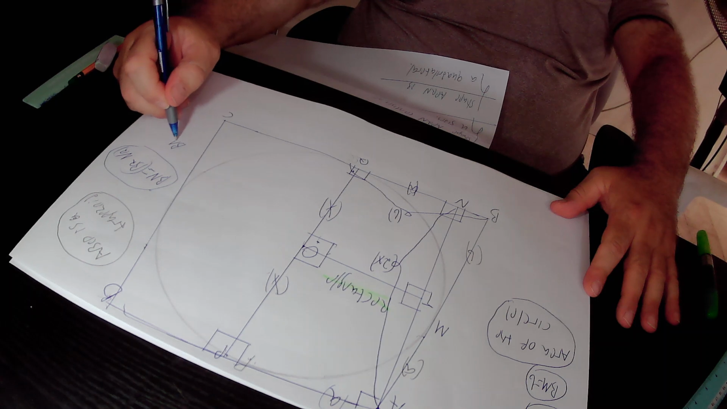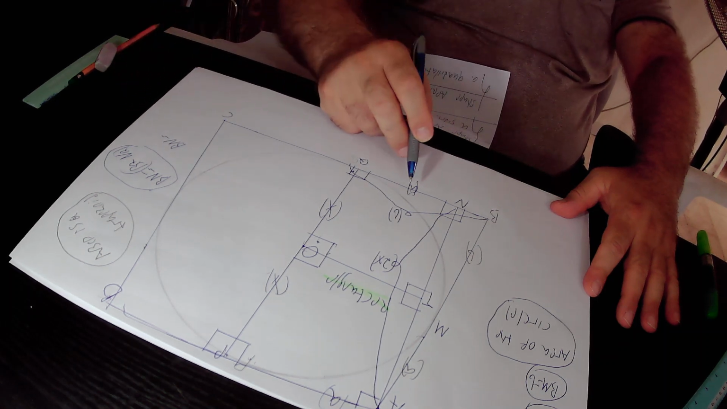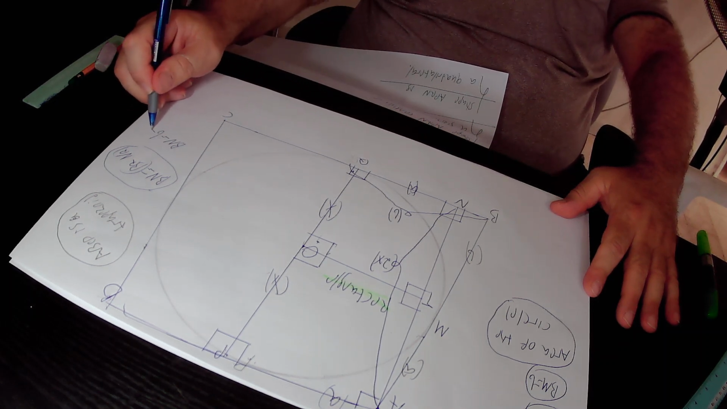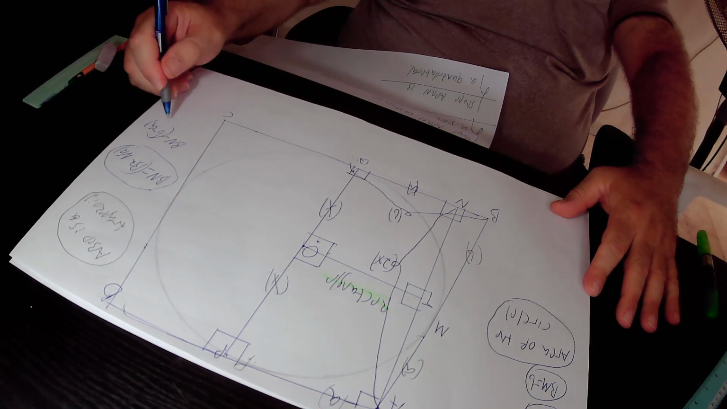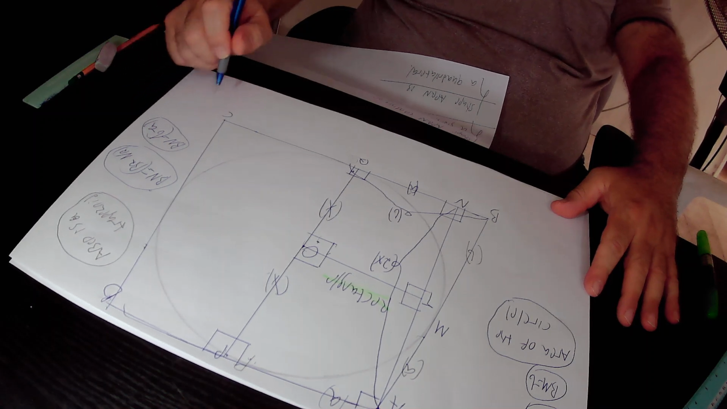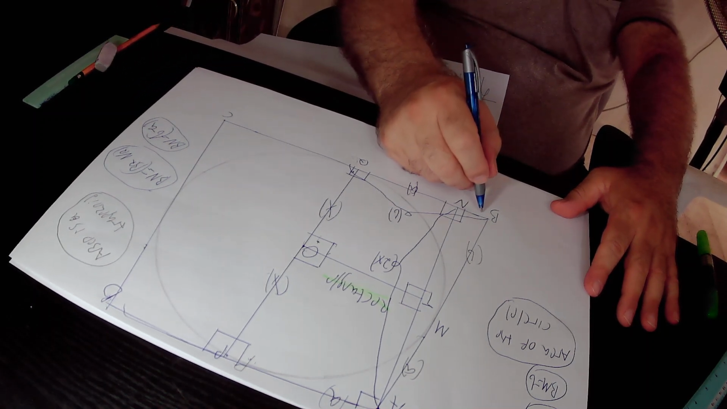So BN equals BQ. BQ is B, minus NQ. NQ is A. So in total, BN equals B minus A units in its length. BN equals B minus A units.